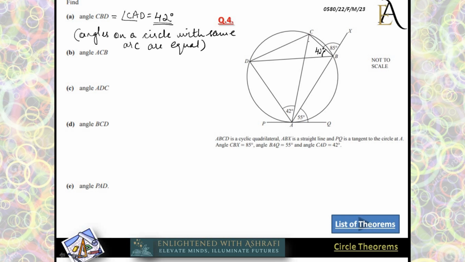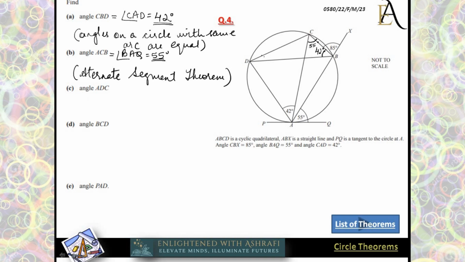Angle ACB. Now this is a cyclic triangle. This will become 55 degrees, is equal to angle BAQ, which is equal to 55 degrees. This is a cyclic triangle, so alternate segment theorem.